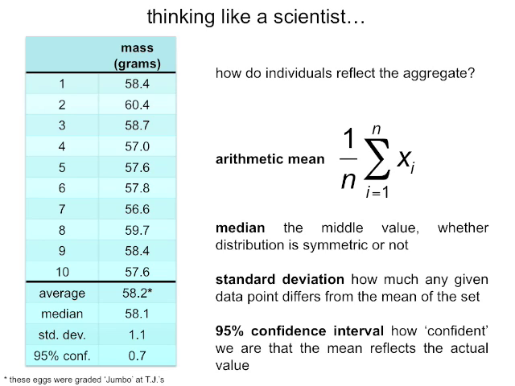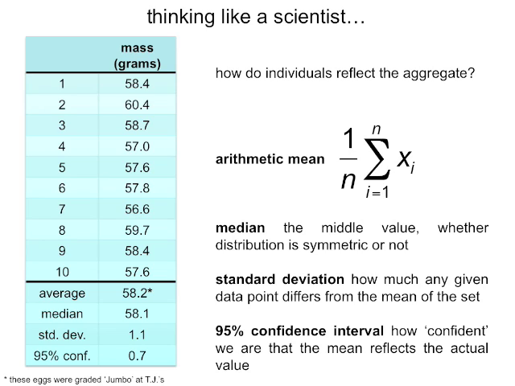So plus or minus how much do we, and again, this gives us an idea of the accuracy of any given measure as a reflection of the aggregate. We also use a 95% confidence interval, and this tells us how confident we are that that mean reflects an actual value. So we can be 95% confident that our number, 59.7, is telling us something real about the overall mass of a jumbo egg from Trader Joe's.